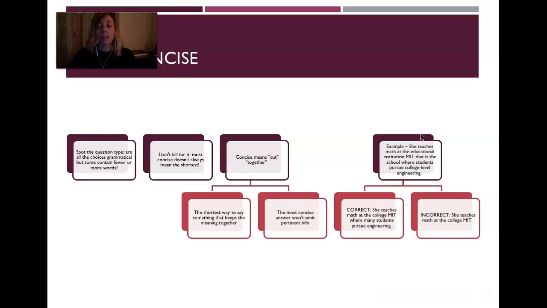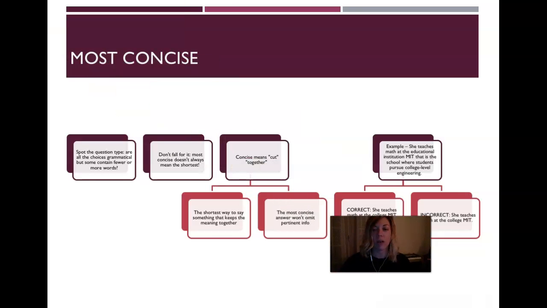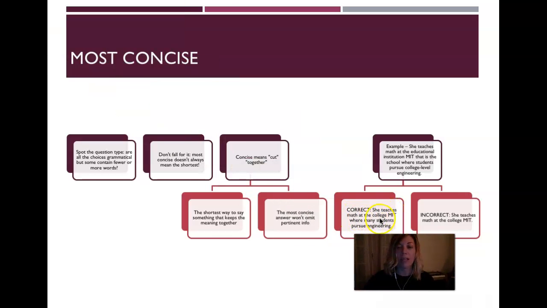So the correct answer in this one would be, she teaches math at the college MIT, where many students pursue engineering. She teaches math at the college MIT, where many students pursue engineering, is the correct, most concise answer. What is incorrect, though, and that does happen to be the shortest of the answer choices, would be, she teaches math at the college MIT. Okay? So that is not the most concise because it took out this information about pursuing engineering.